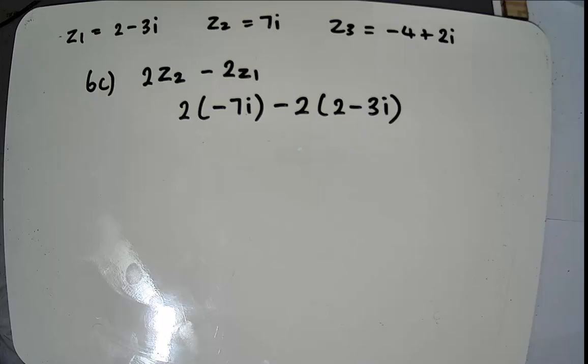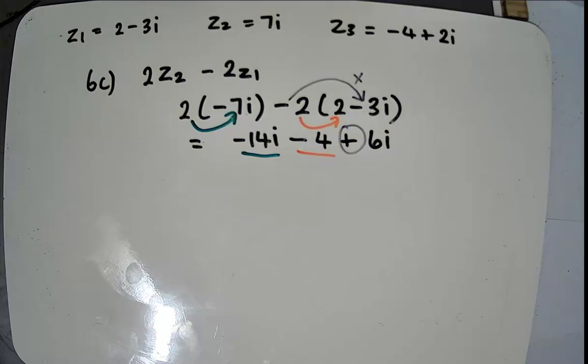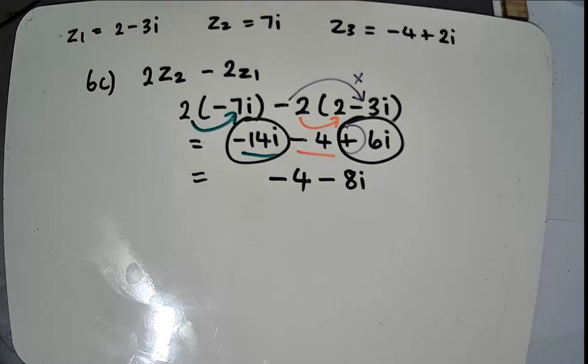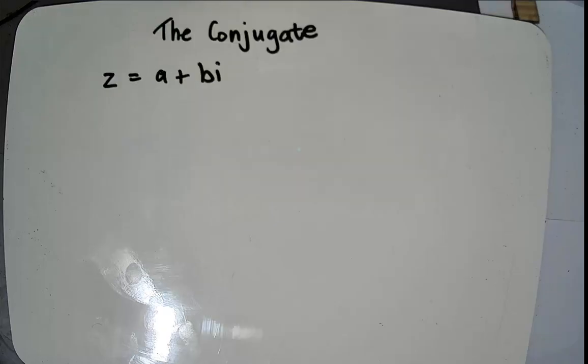Now I follow the distributive property on the right hand side. 2 times minus 7i will give me minus 14i. Minus 2 times 2 is minus 4. A negative times a negative is a positive. 2 times 3i will give me 6i. Okay, as simple as that. Good. Negative times a negative is a positive. Now we have like terms. Minus 14i plus 6i will give me minus 8i. And then I have the minus 4, which is the real number in front. That is the final answer.